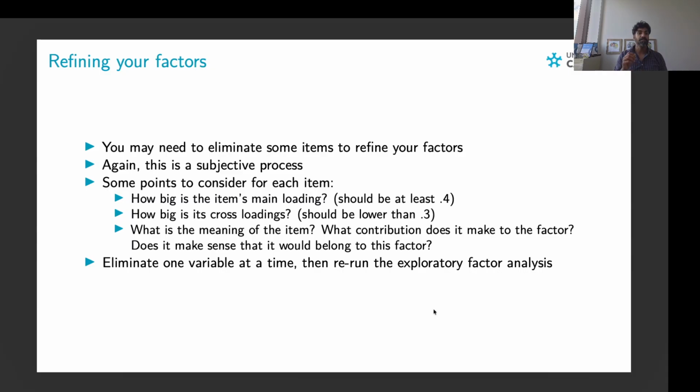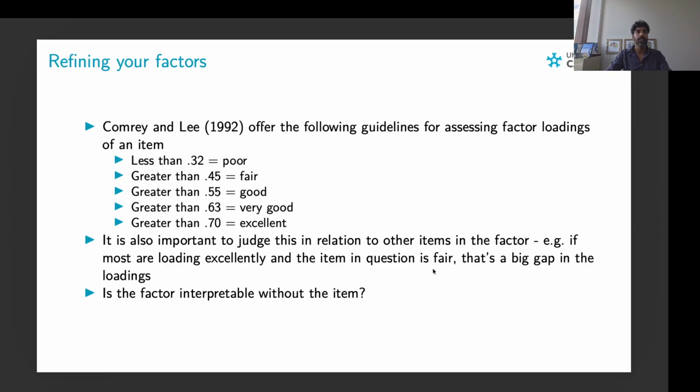So you want to eliminate one variable at a time, then you rerun the factor analysis and you see how the model goes. So don't make big changes at once, just change one thing, rerun it, and see how it goes over time. Comrey and Lee offer the following guidelines for assessing factor loadings of an item. Less than 0.32 is poor, greater than 0.45 is fair, greater than 0.55 is good, greater than 0.63 is very good, and greater than 0.7 is excellent.